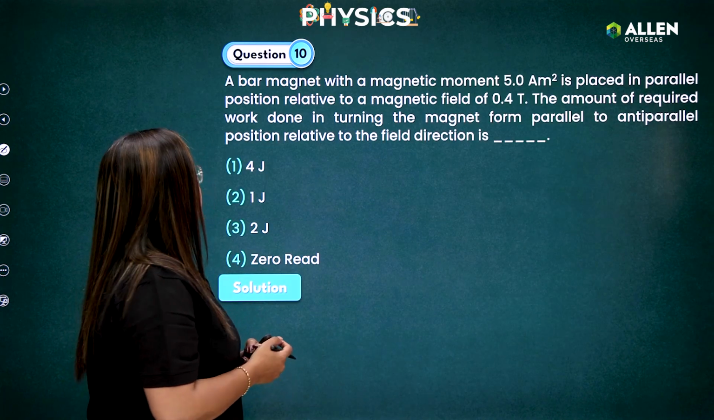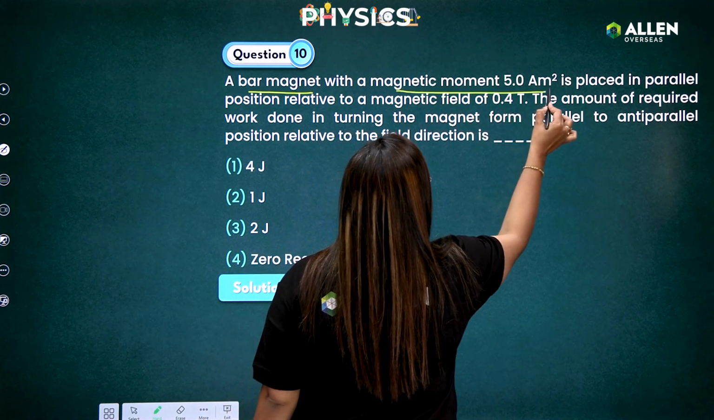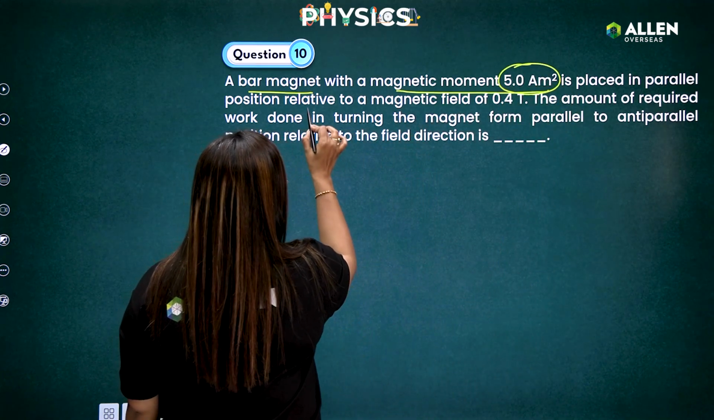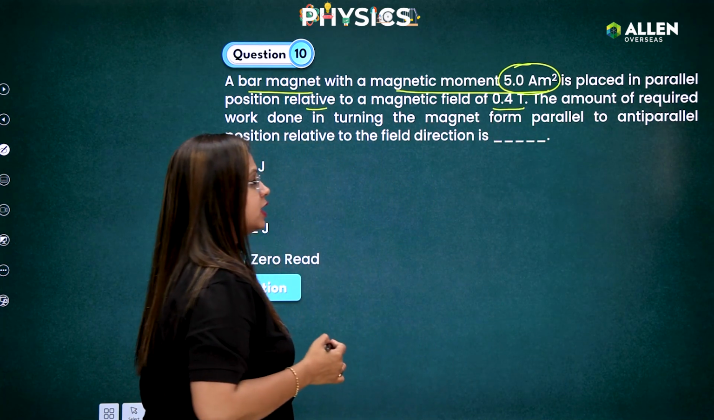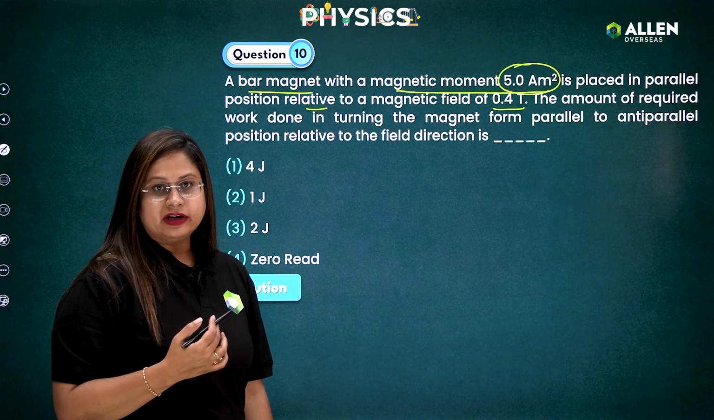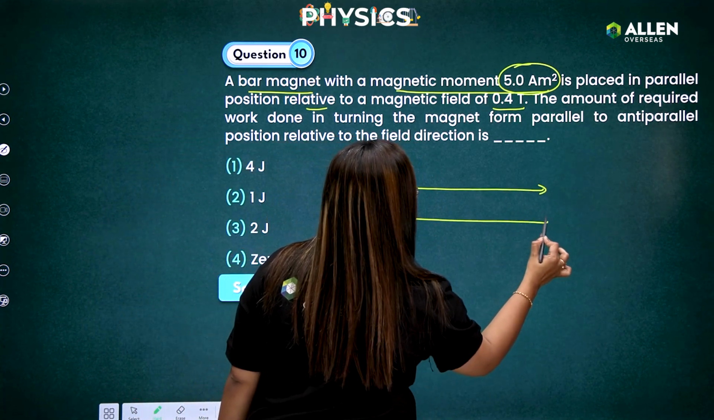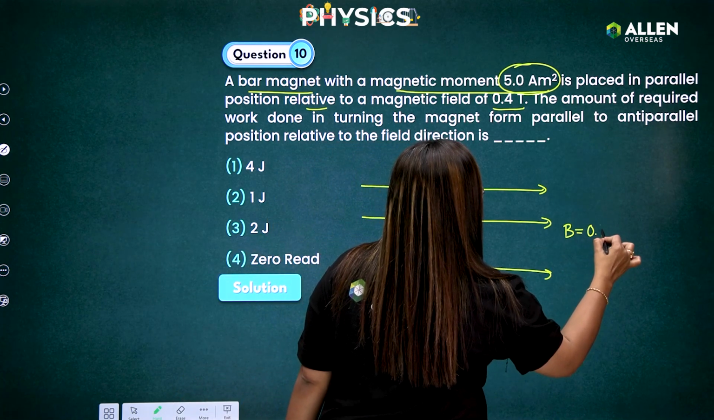In this question, it has been given that a bar magnet with a magnetic moment 5 ampere meter square is placed in parallel position relative to a magnetic field of 0.4 Tesla. This is a uniform magnetic field. There is no variation. Let's take an example. This is a magnetic field which is having a magnitude of 0.4 Tesla.